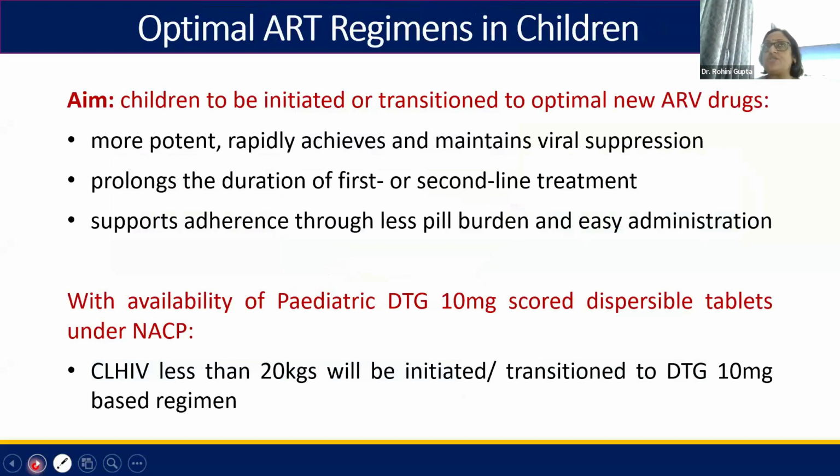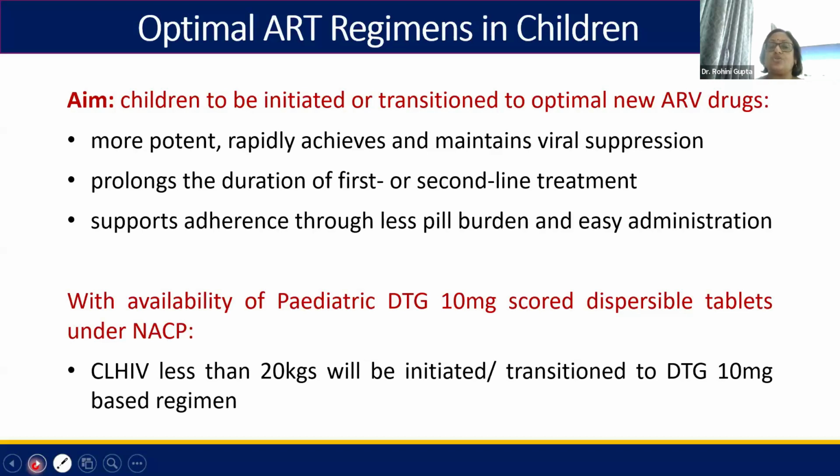What are optimal ART regimens? Optimal ART regimens means which is the best ART regimen, or the ARV drugs which should be given to children to not only cause viral suppression and improve quality of life, but also promote growth and development in these children who are infected with HIV. So it should be a more potent regimen, rapidly achieve and maintain viral suppression.